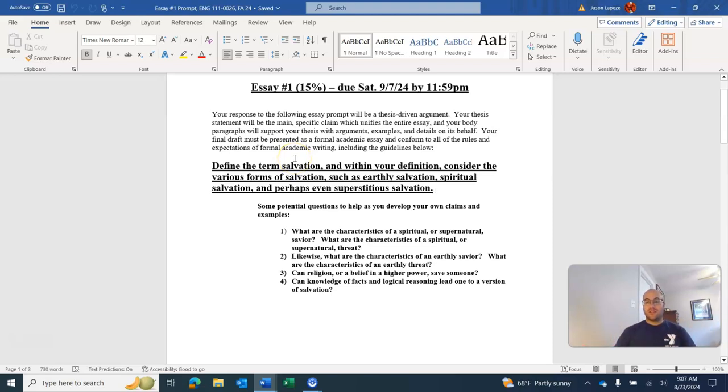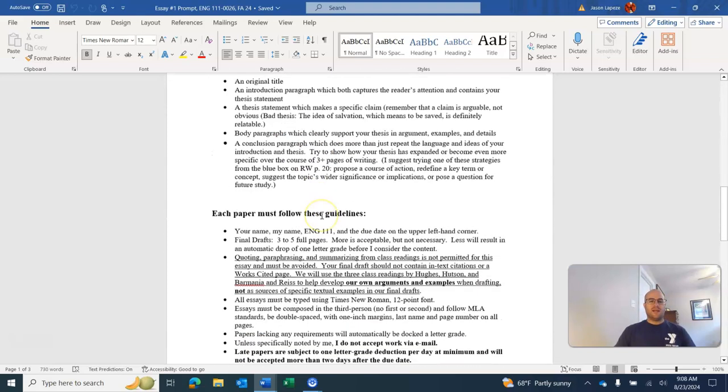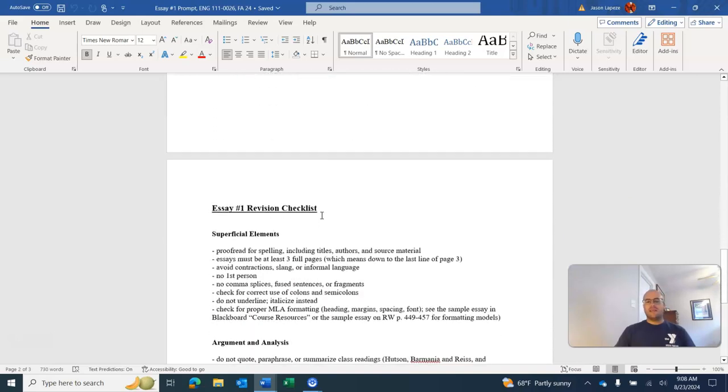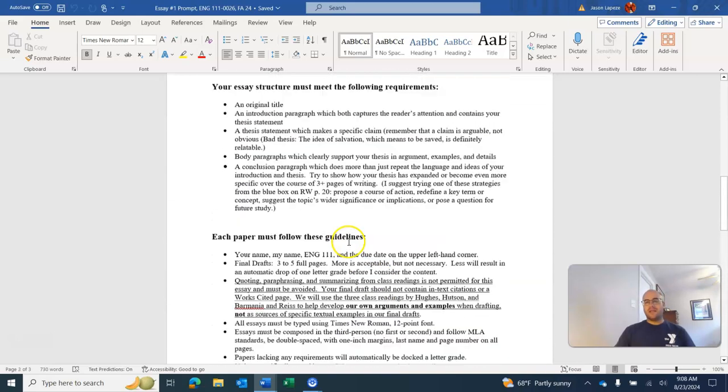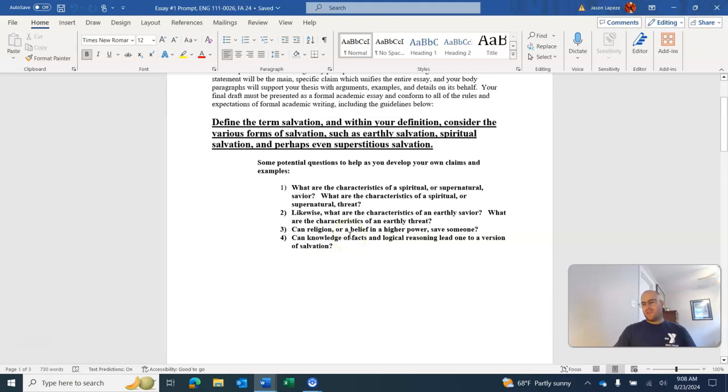Over 3+ pages, you can define that term salvation. And then specifically within your definition, I'm asking you to consider various forms of salvation, such as earthly salvation, spiritual salvation, and perhaps even superstitious salvation. And I'll explain what that means in a second. The other part, there's some reminders, some guidelines, and there's a revision checklist on this document. Those are pretty self-explanatory.